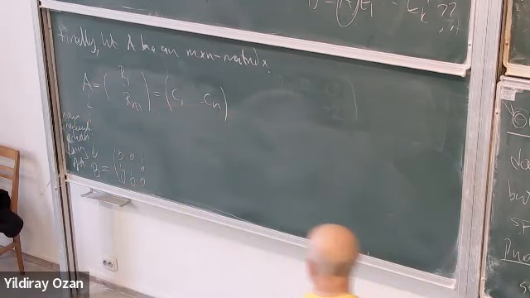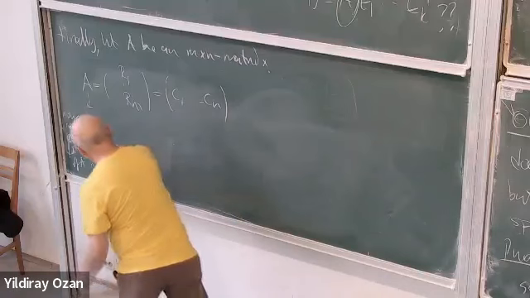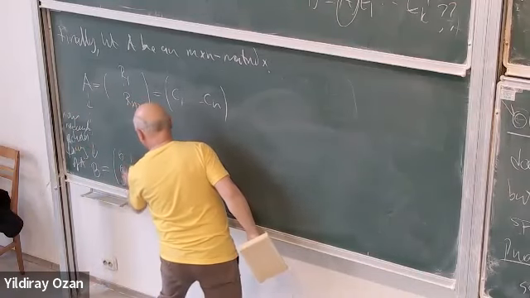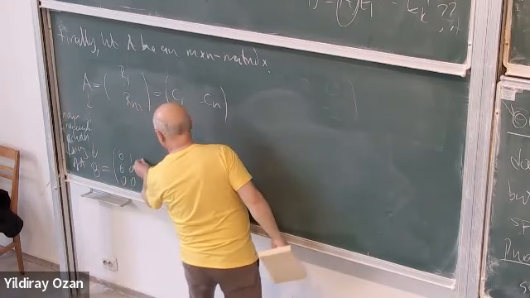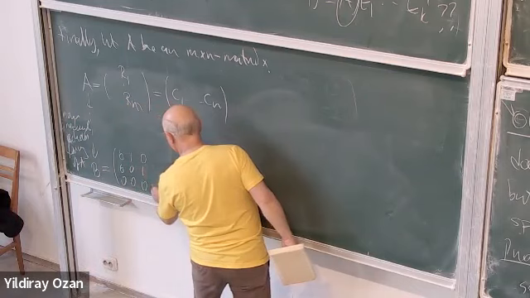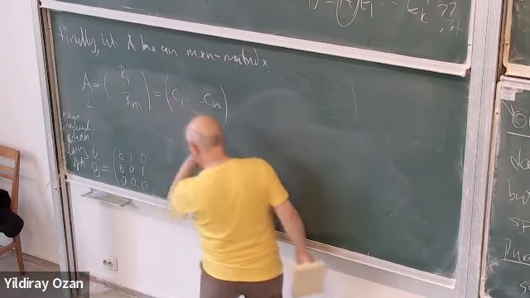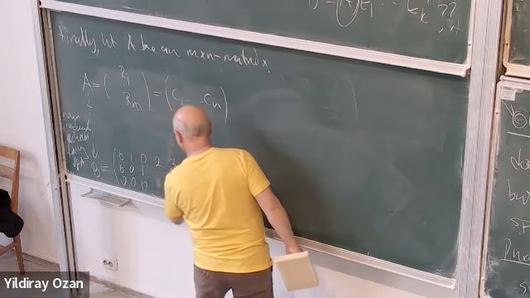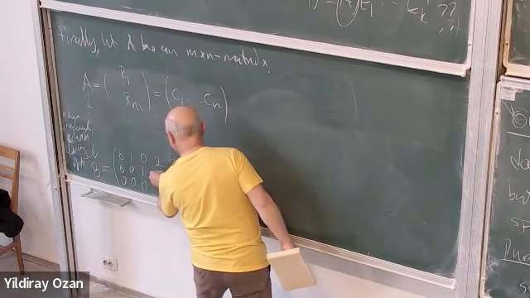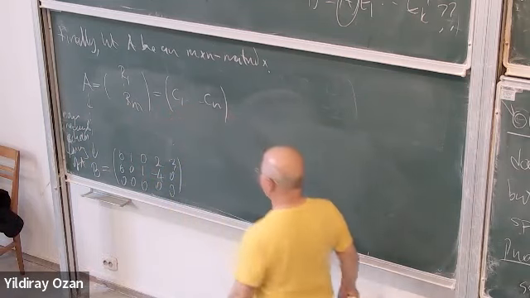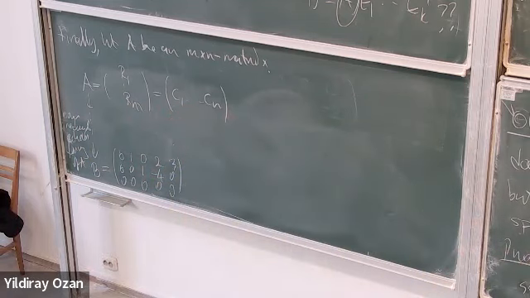İsterseniz bir tane örnek yapayım. Şöyle mesela. The row reduced echelon form might be this. Row reduced echelon form oluyor.